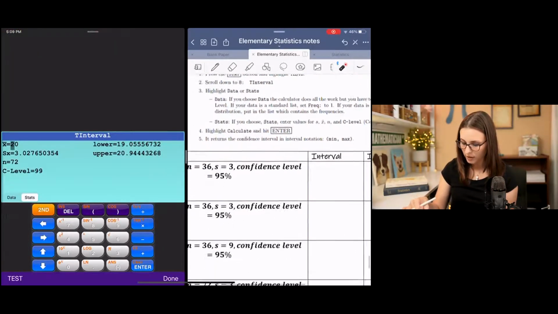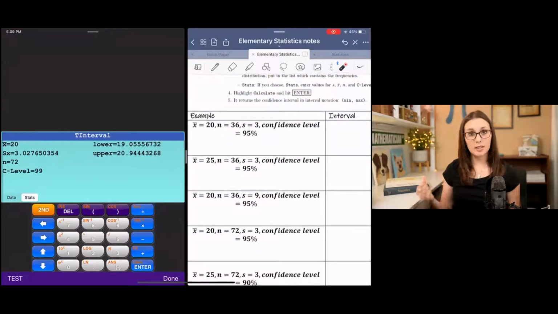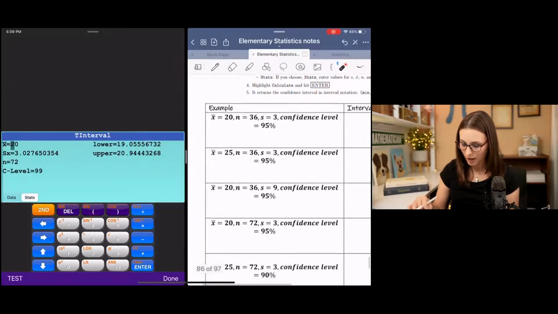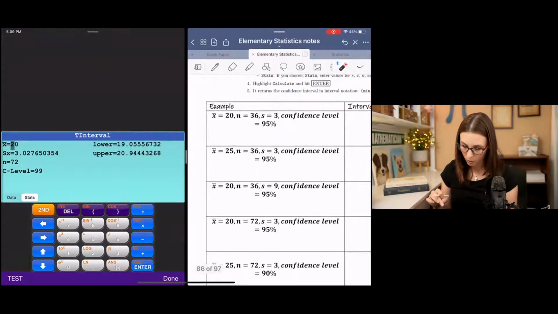If you have a data set instead of stats, you can select data and input that data and you'll get the same stuff. But in this, we have statistics. Remember, statistics are just numbers. So we have some numbers that were given to us. Statistics are numbers based on a sample. Remember, parameters are numbers based on a population. So we have statistics, and we're just going to input that. We've got 20 for our sample mean.